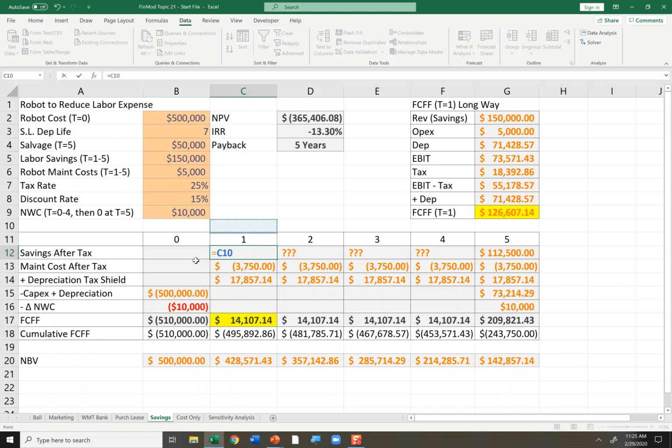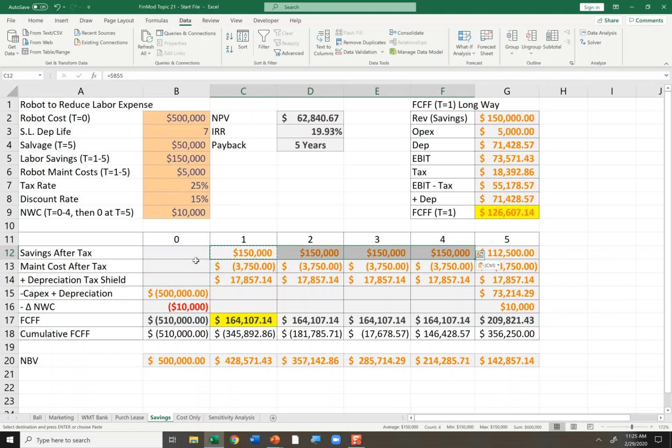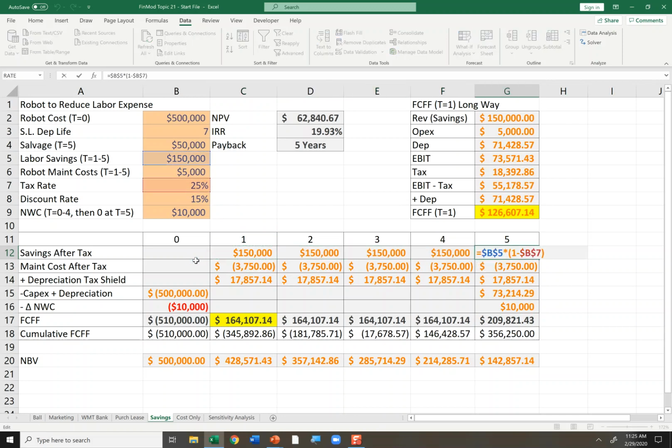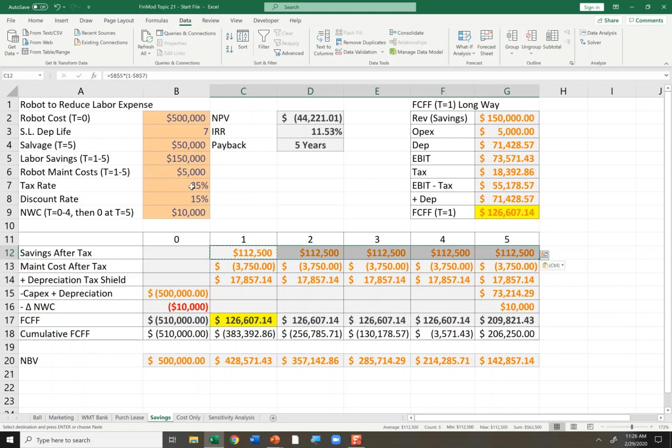The labor savings are going to be $150,000 a year. So I'm going to include labor savings as revenue, but I need to take that after tax. So I'm going to multiply that times 1 minus the tax rate. So my after-tax savings is 112, and again, I'm treating it just like revenue.